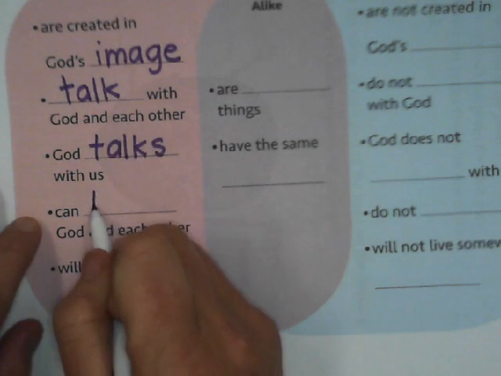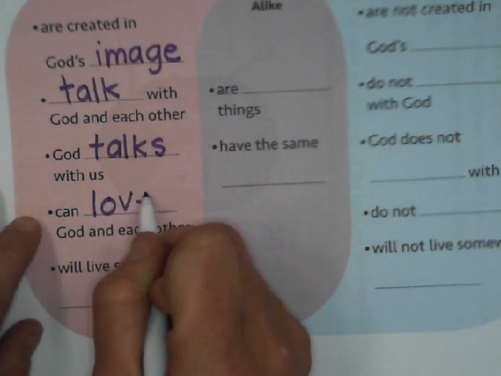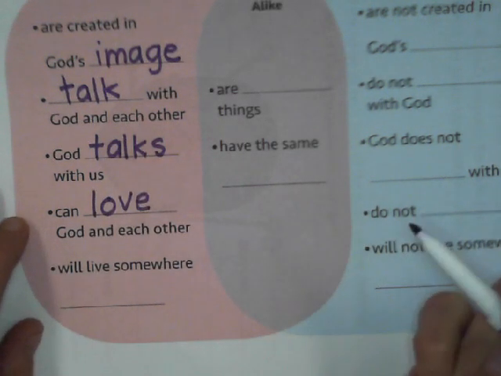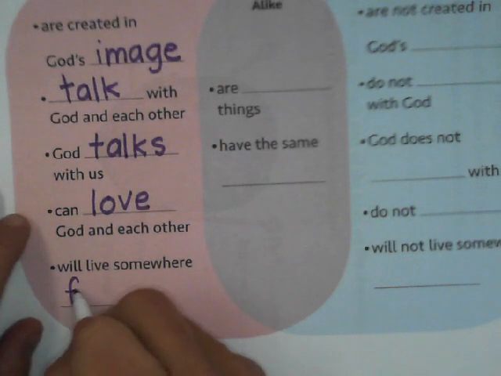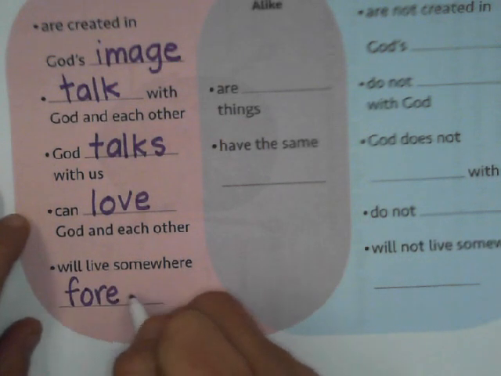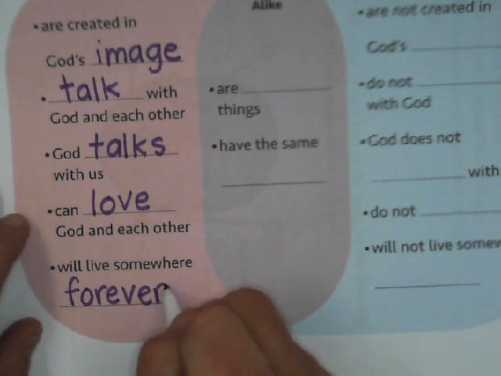So people can love. Yeah. People can love God and each other. And people will live somewhere forever. Very good.